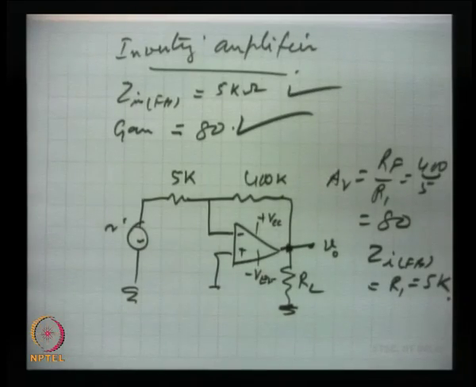Construction of the filter circuits is very simple. Only one or two expressions are to be used. The gain is RF by R1, and cutoff frequency is 1 by 2 pi RC, with the R and C values connected with the filter circuit.